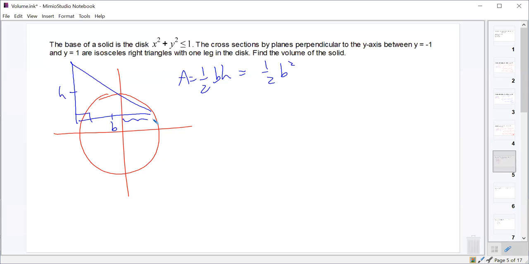From the origin to wherever we go over here is x, right? So this should also be x. Our base will be 2x. So that will make this 1/2 of 2x squared, or in total, 2x squared, right? Everybody good with that?